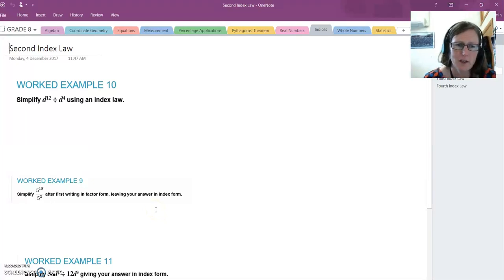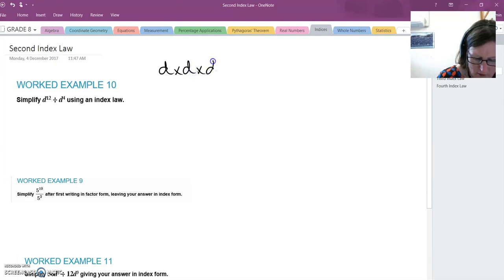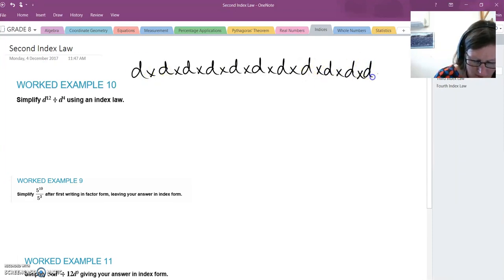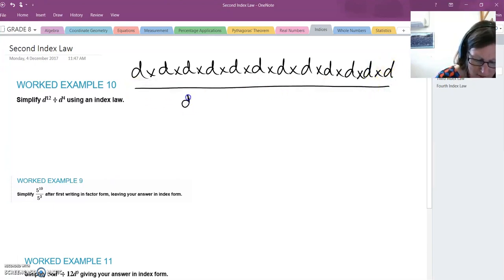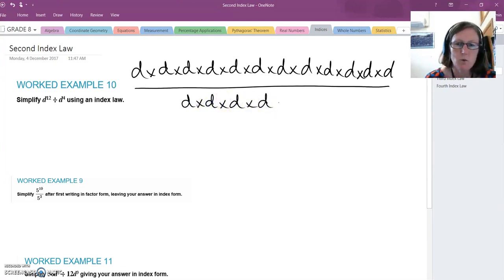All right, let's look at our second index law. I'll use the example of d to the power of 12 divided by d to the power of 4. So d to the power of 12, I could write this in factor form. So I have to do 12 d's: 1, 2, 3, 4, 5, 6, 7, 8, 9, 10, 11, 12. And if I divided that by d to the power of 4, that's how I could write it in factor form.